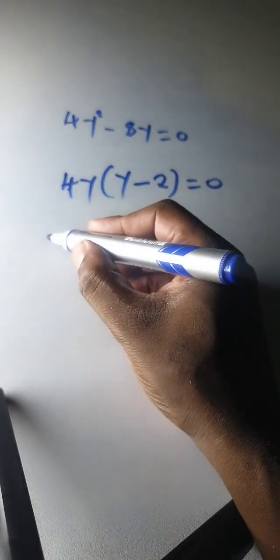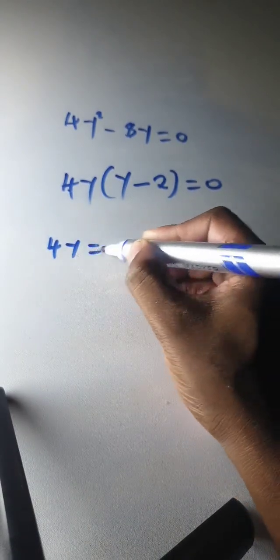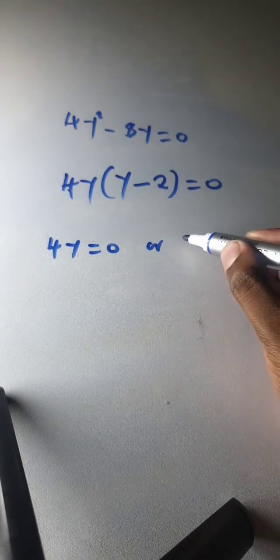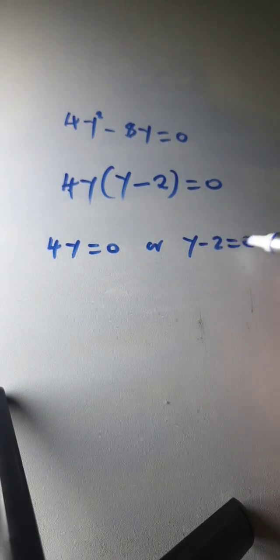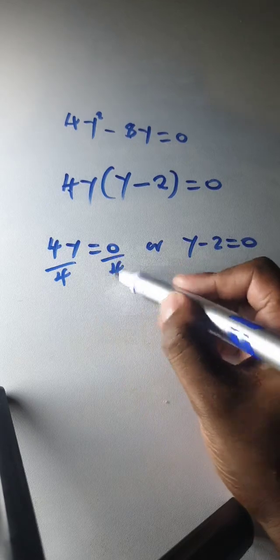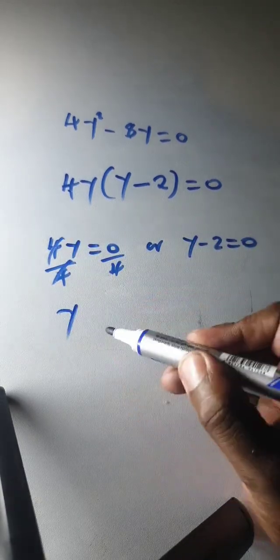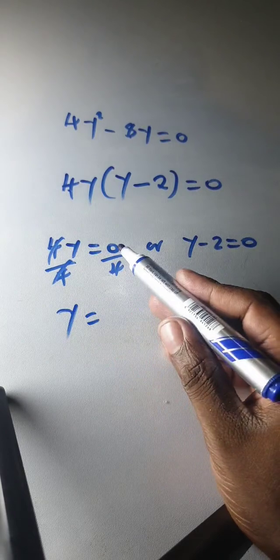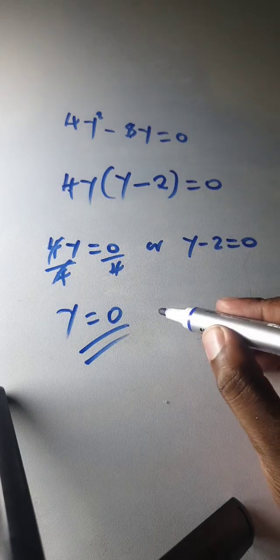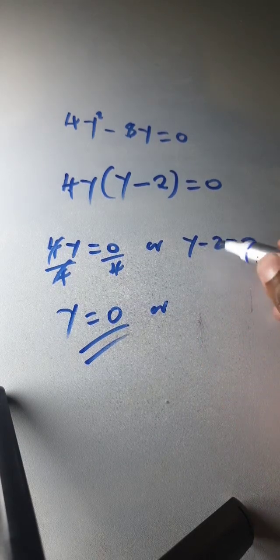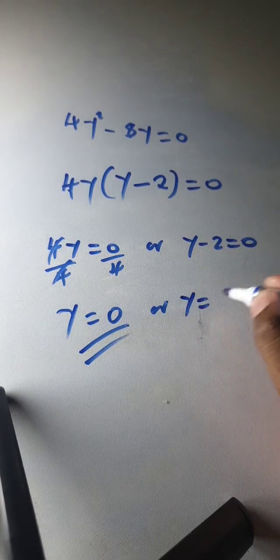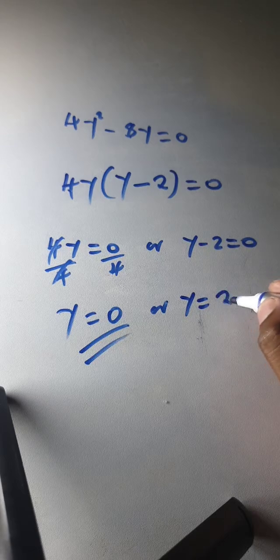Then we are going to say 4y is now equal to 0 because it's now a factor, or y minus 2 is equal to 0. Then we divide both sides by 4 because you're interested in finding y, so y has to be alone. So y is equal to 0 divided by 4, which is 0. We have found the first value. Or negative 2 on the left side, by additive inverse, becomes positive 2 on the right side. So our y is equal to 0 plus 2, which is 2.